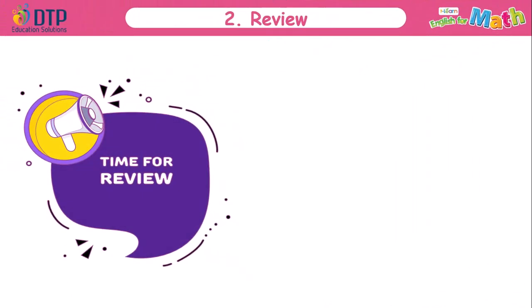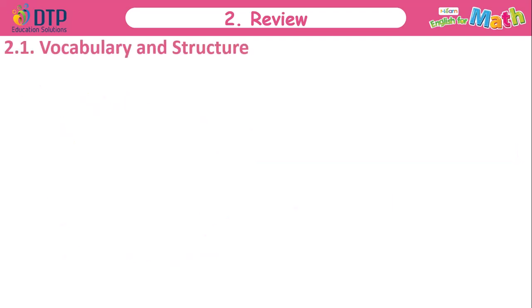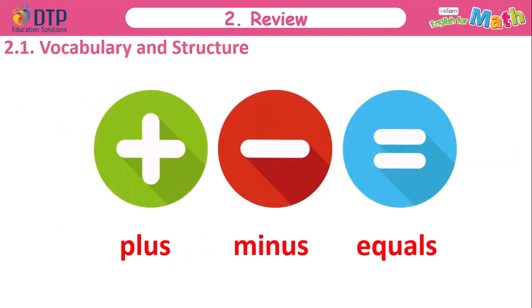Next, we will spend about 10 minutes reviewing the target language. This stage is divided into 2 parts: 2.1 Vocabulary and Structure and 2.2 Practice Task. To review the vocabulary, you should allocate about 4 minutes, making sure to leave enough time for the next part. While 4 minutes might seem short, avoid simply having the students listen and repeat.